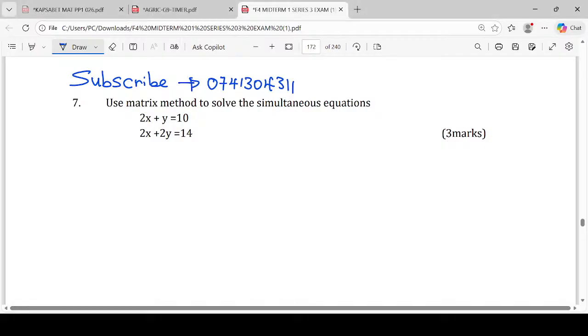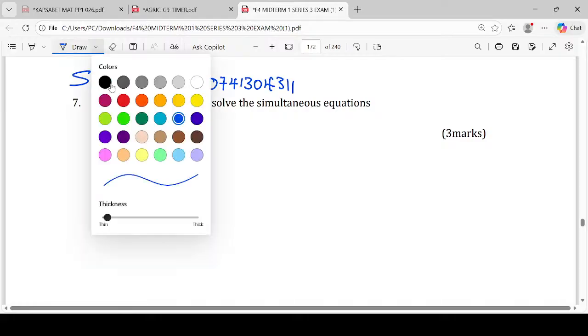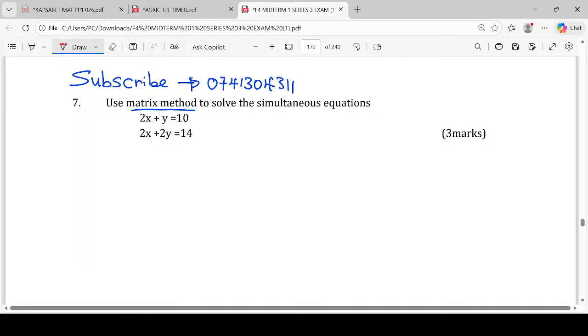So the question is, use the matrix method to solve the simultaneous equations 2x plus y is equal to 10 and 2x plus 2y is equal to 14. Remember, we have other methods of solving equations like the elimination method, substitution method, and graphical method, but this one strictly ties us to the use of what is called the matrix method. So here you don't have to use any other method other than the one that the question has prescribed.